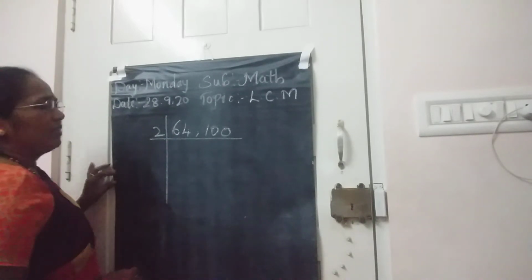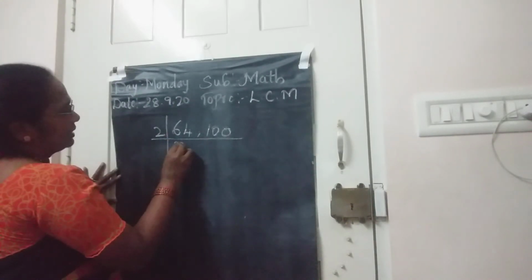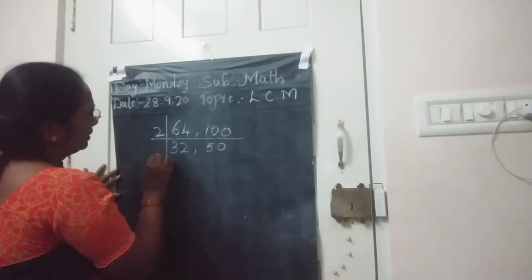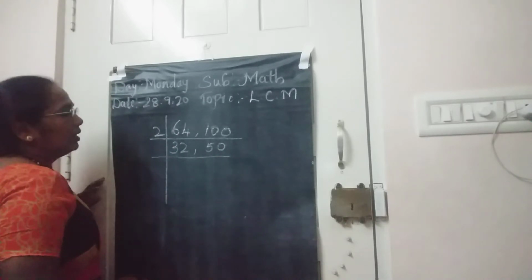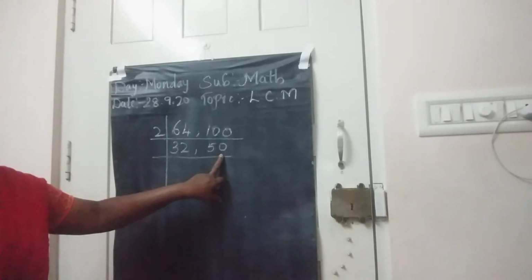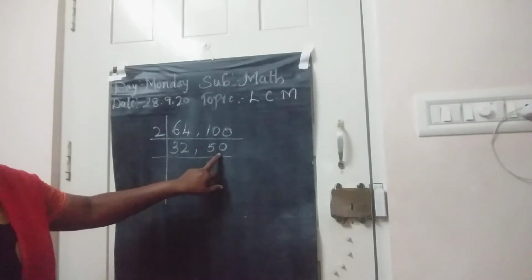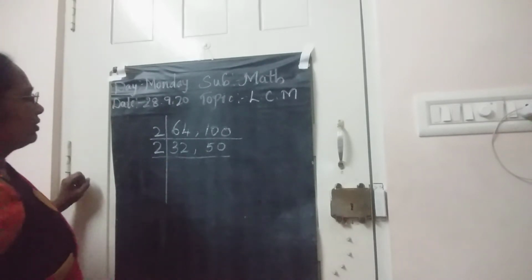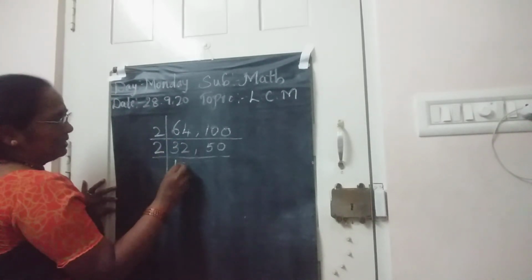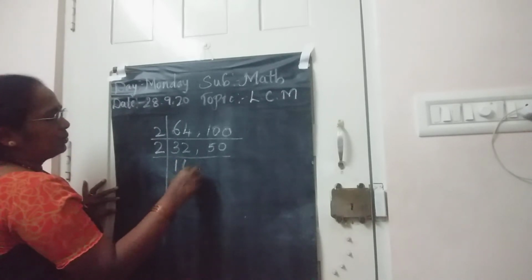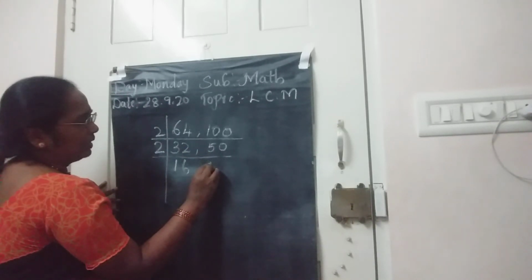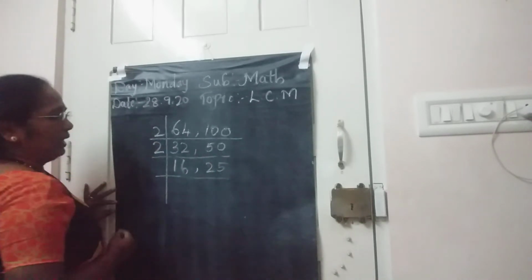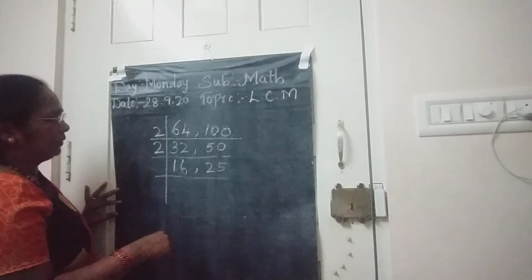2 goes in 64 how many times? 2 3s are 6, 2 2s are 4, so 32 times. 2 goes in 100 50 times. Now will 2 go here and here? 2 will go here, 2 will go here. Yes. So 2 tables. 2 goes in 32 how many times? 2 1s are 2, 16 2s are 32. 2 goes in 50 how many times? 25 times. Yes, children.